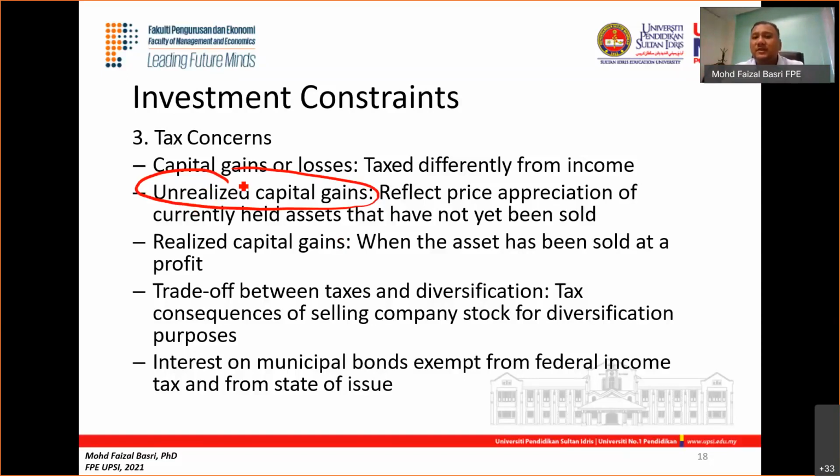Okay, so for those with high income, okay, obviously dia akan ada concerns with regards to the tax. Sebab dia punya income akan increase and they have to pay more tax. Okay, so for this kind of, you know, investor, okay, obviously they will try to go for types of investment, to the types of stocks, kalau kita pasal stocks specifically ya, who will not pay a lot of dividends.